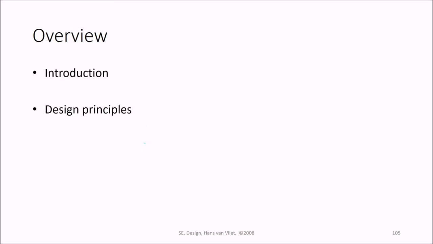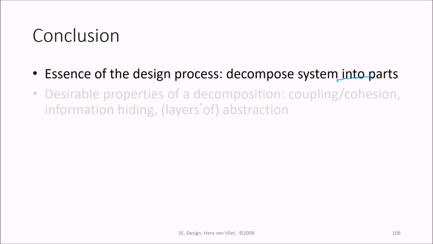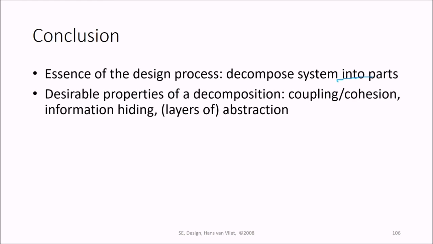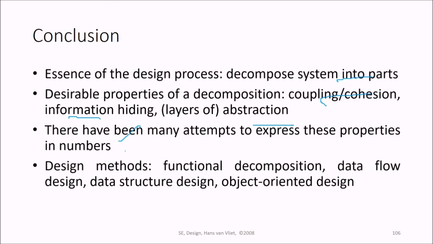So we have seen all these now, and we'll conclude. The essence of the design process is to decompose the system into parts. Desirable properties of decomposition: we are interested in coupling and cohesion, information hiding, and abstraction. There have been many attempts to express these properties as numbers. The design methods include functional decomposition, data flow design, data structure design, and object-oriented design.